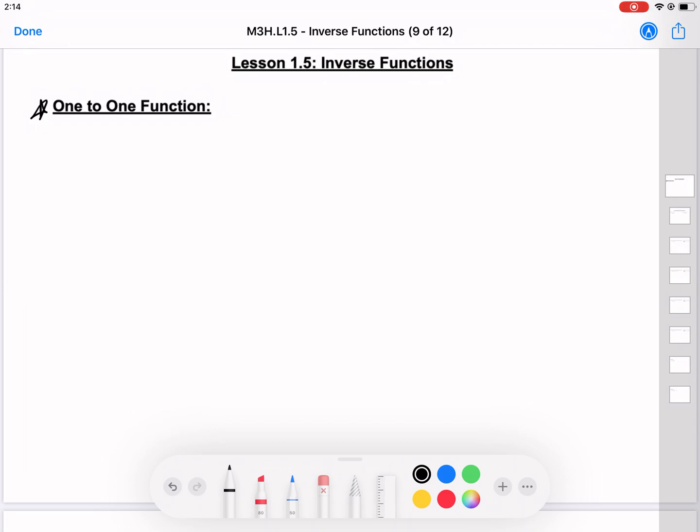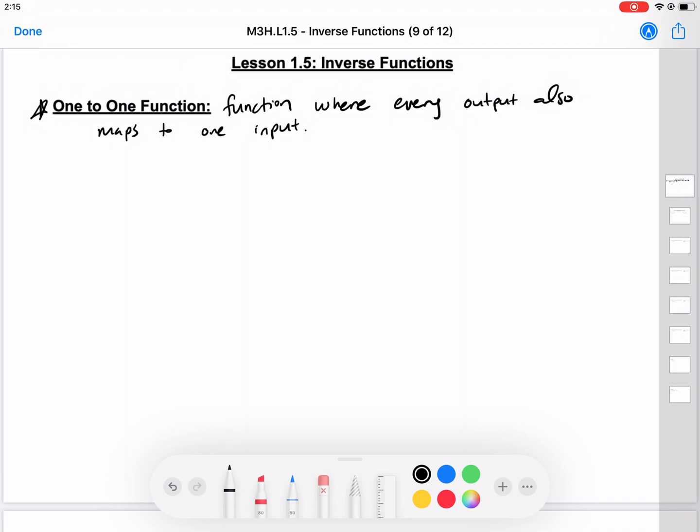So if you remember, a function is where every input, so usually we talk about x values, so for every x value, you only have one y value in return. Okay? So every input, you get only one output. So a one-to-one function is a function. So it's already a function, meaning every input gives us one output. But where every output also maps to one input. Meaning both inputs and outputs are only mapping to one.